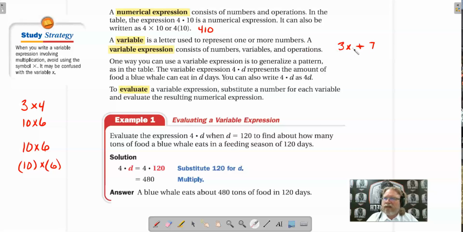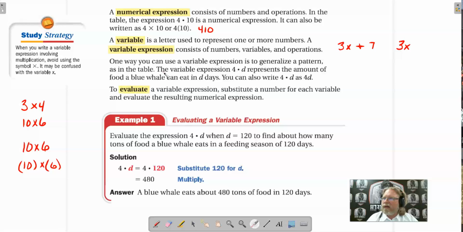We have addition. Also, it doesn't have to be addition. We could just have 3x, right? Take off that plus 7 part. Well, does it still meet all the requirements? There is a number, there is a variable, and indeed we do have an operation. We don't see the multiplication sign there, but we know that there's no multiplication sign there, so it's implied that we're going to multiply.